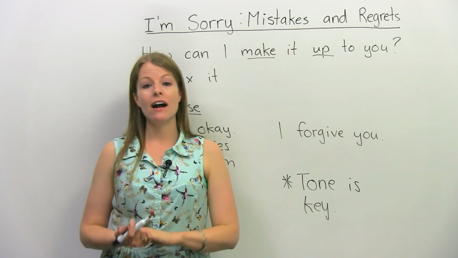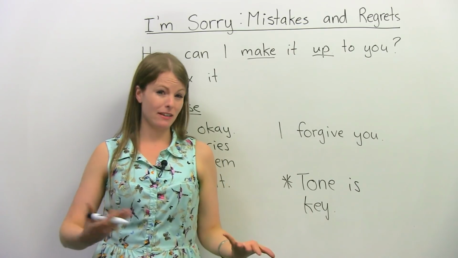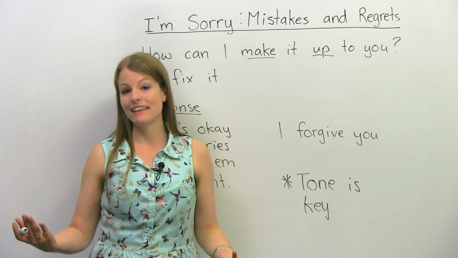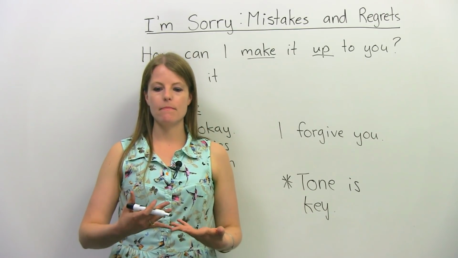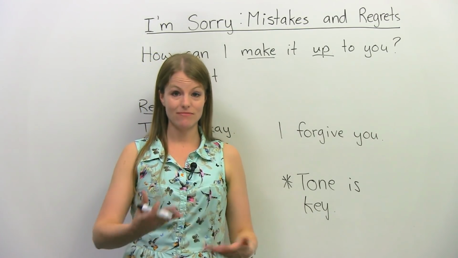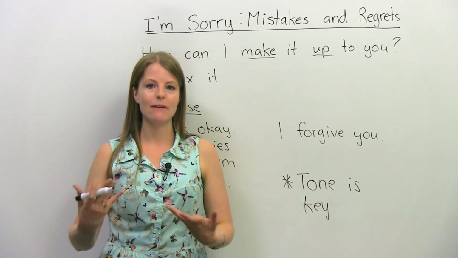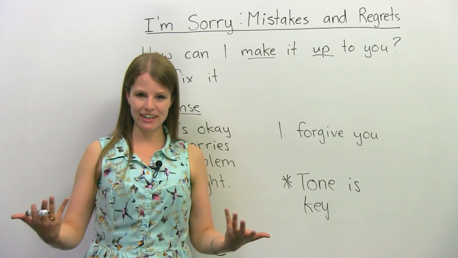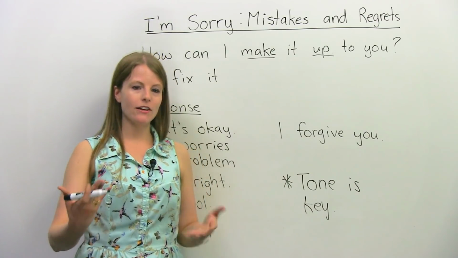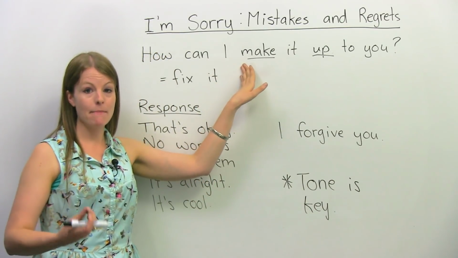So this can sometimes help. Sometimes the person might say, there's nothing you can do. Or they might say, well, you can do this, or I'd like you to do this. Again, we don't say this all the time, but if it's something serious we've done, when we apologize, we might say something like this: how can I make it up to you?